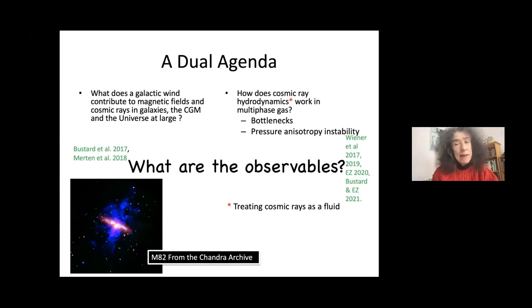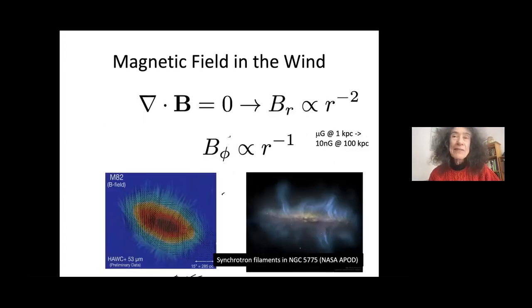And then I'm going to pivot over to how cosmic ray hydrodynamics works in multi-phase gas. By hydrodynamics, I just mean that you treat the cosmic rays as a fluid instead of kinetically, particle by particle. I'm going to focus on bottlenecks, which were alluded to and briefly discussed by Peng on Tuesday, and a somewhat newer development, namely the role of pressure anisotropy instability. I'm going to expose my possibly muddled set of thoughts on this, and be very happy to get your input. And as always, we need to test these theories observationally.